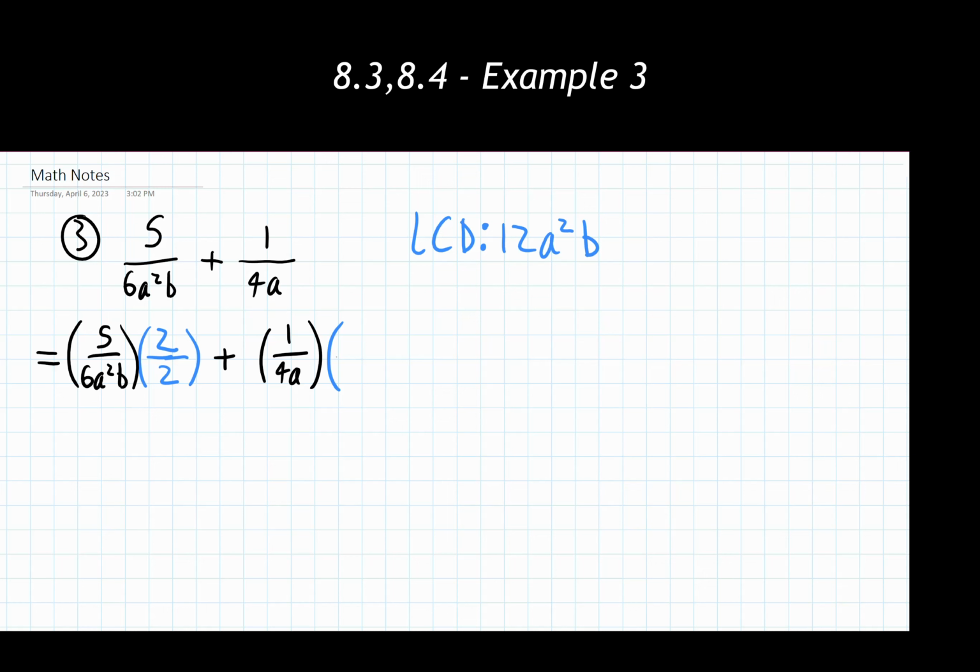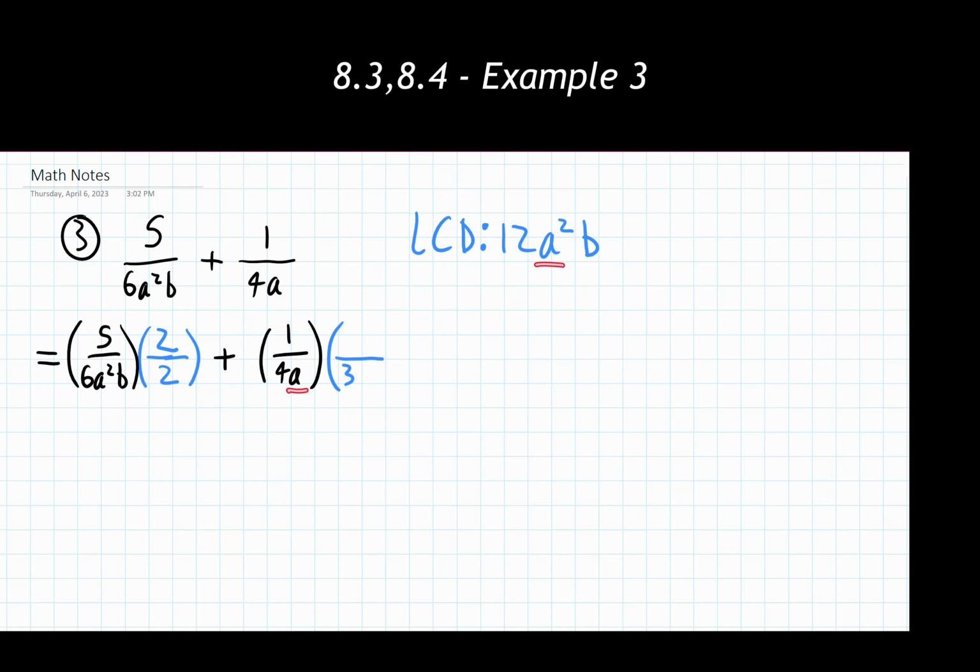Let's take a look at our second rational expression. And again, I think doing this numbers first, variable second, variable third, and so on makes this a little bit easier to manage. 4 times what is going to give me 12? It's going to be 3.